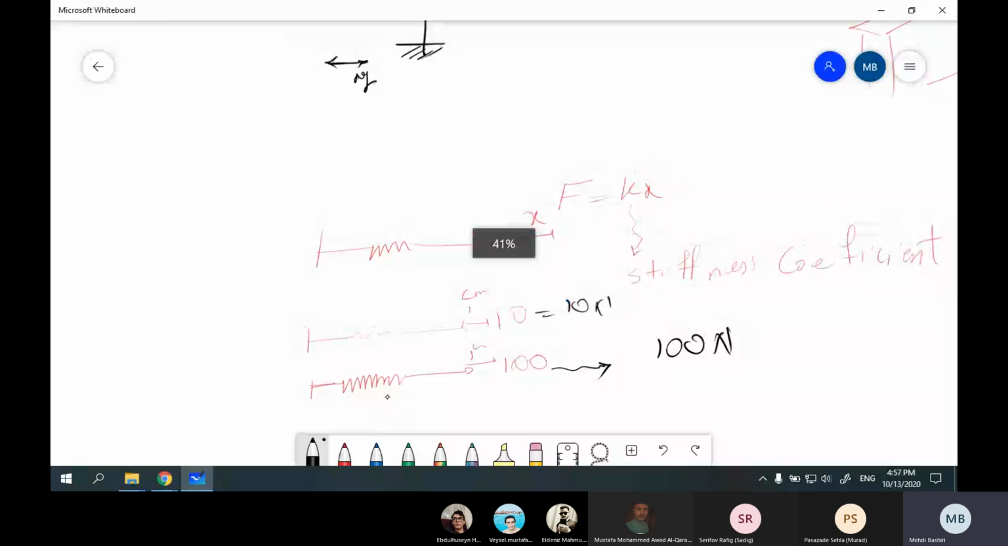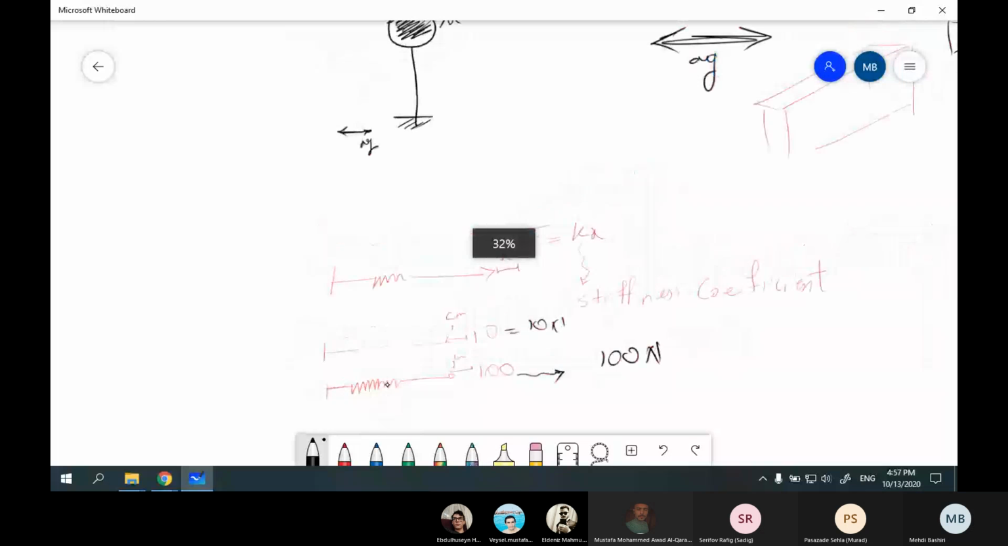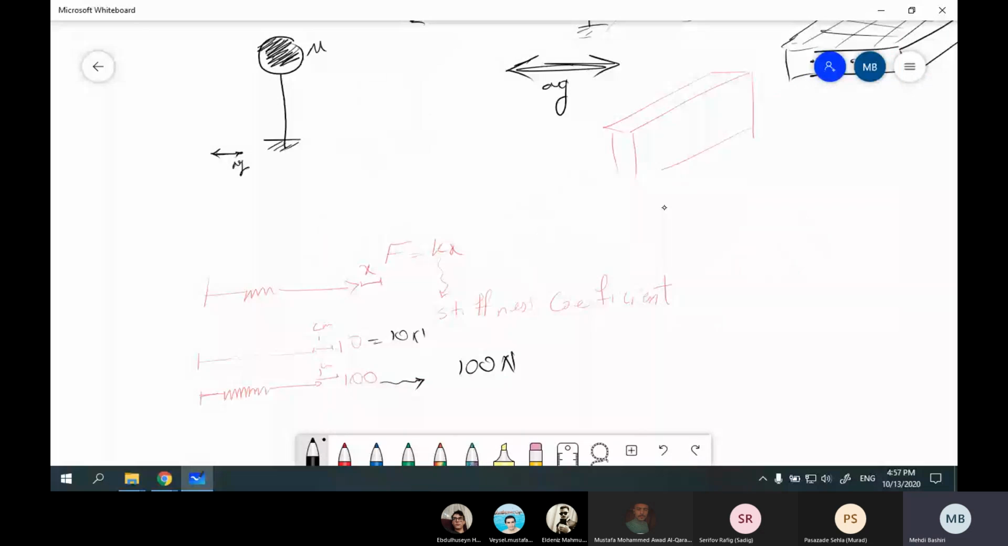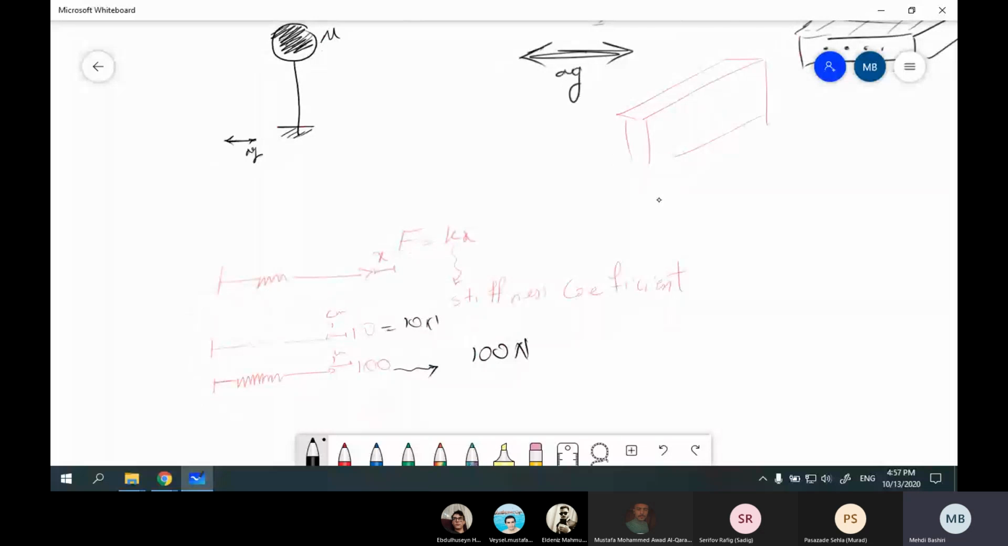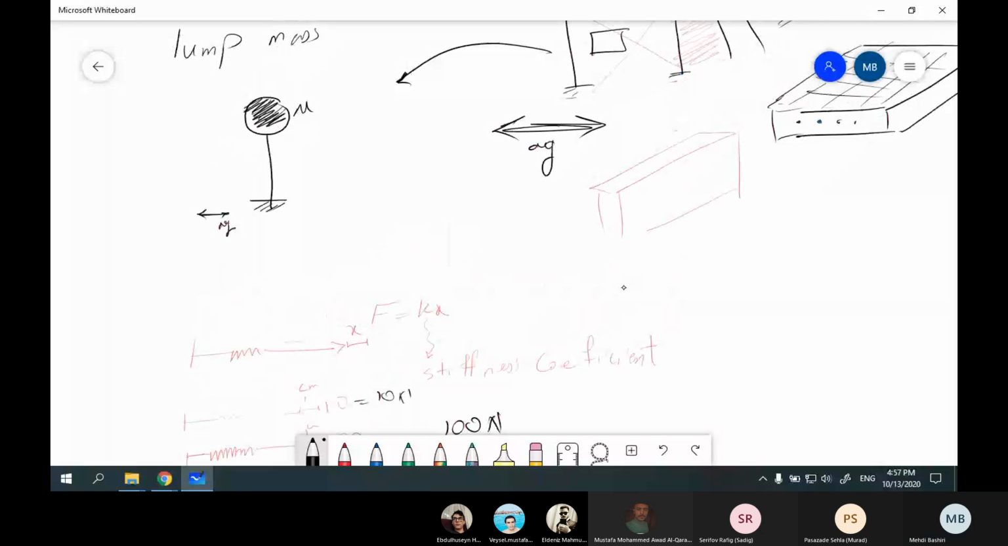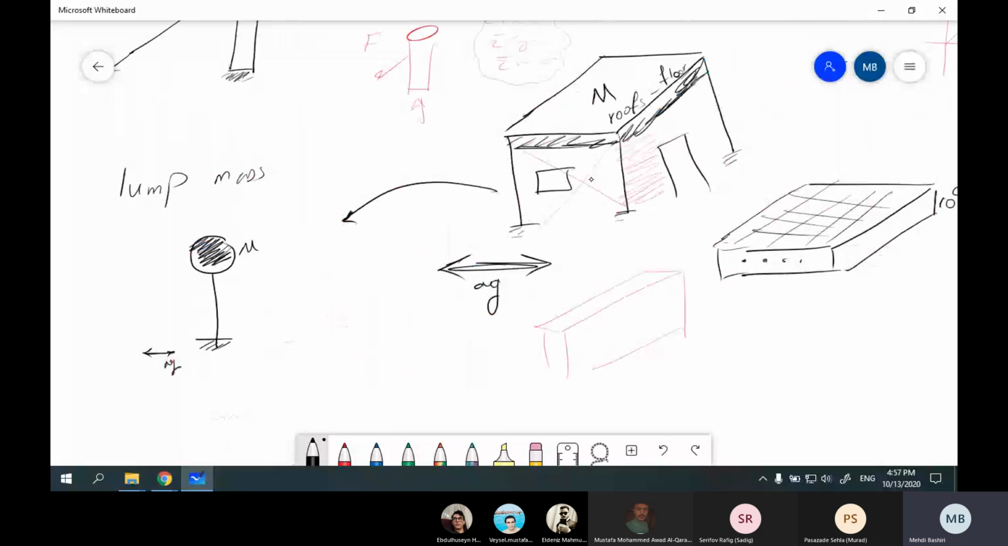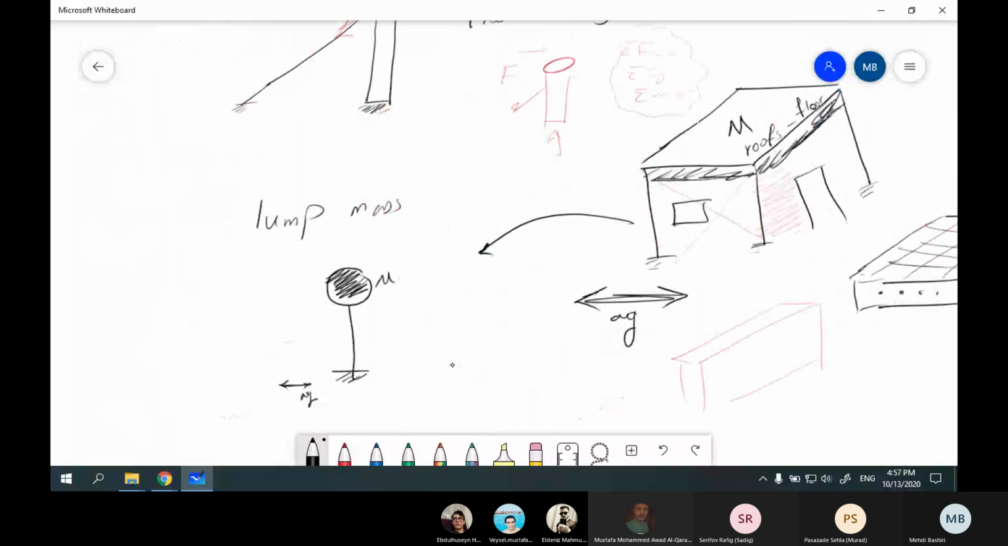We can assume these springs represent elements such as shear walls or braces. So they are resisting elements, and we show them in our model. The first one is lumped mass. The second one is spring.